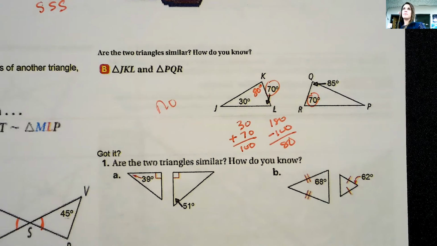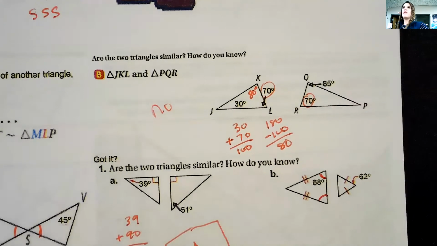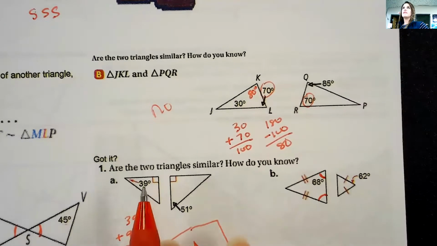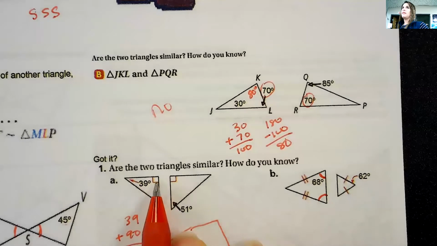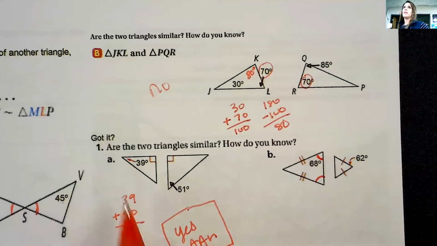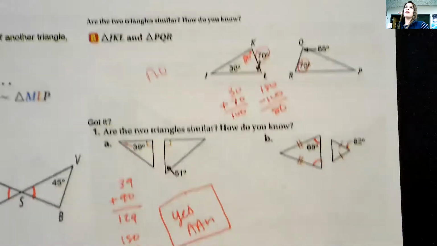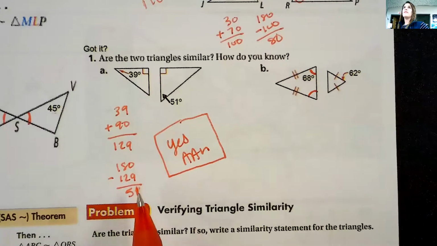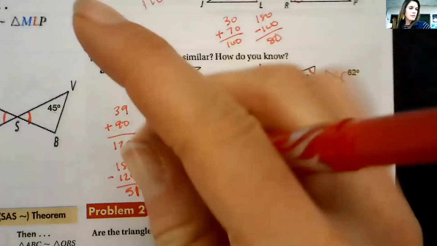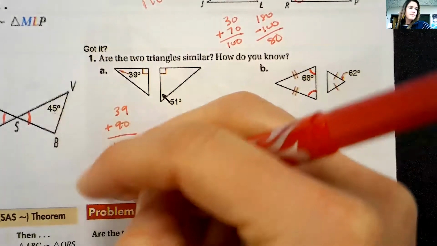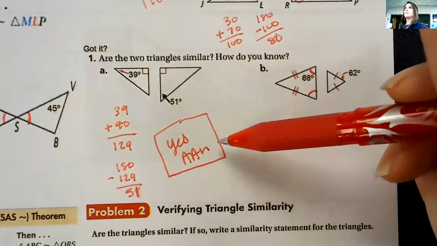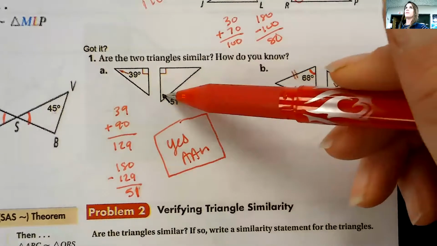All right, so I'm gonna unfreeze it. We're gonna talk about A first. I worked out A down here below. First thing I did was I added 39 and 90. When I added 39 and 90, that gave me 129. Then I subtracted that from 180 to see what this other angle measure was. And when you subtract 129 from 180, you get 51. Doesn't really look like a 51, but that's a 51. So that one is a yes by angle similarity, because you'd have 51 and 51, and then the 90 and the 90.